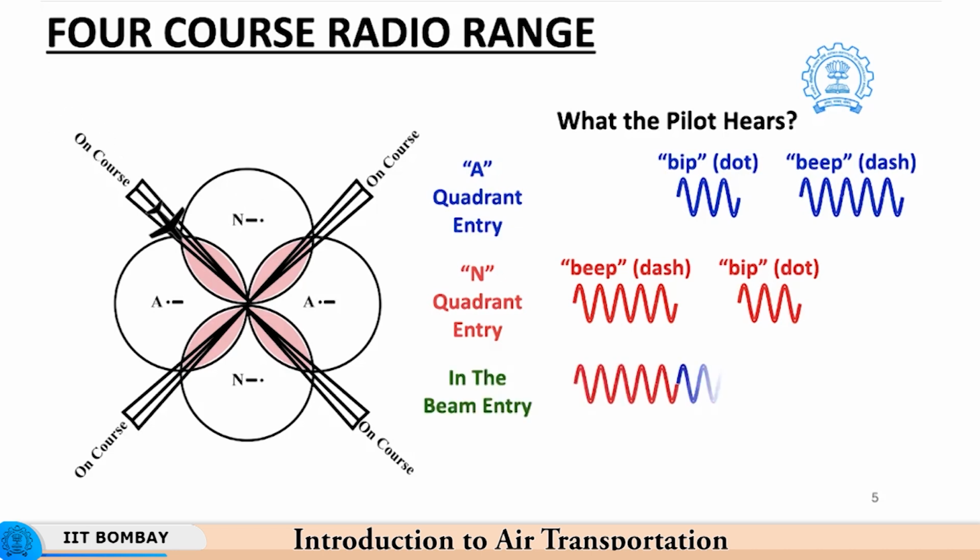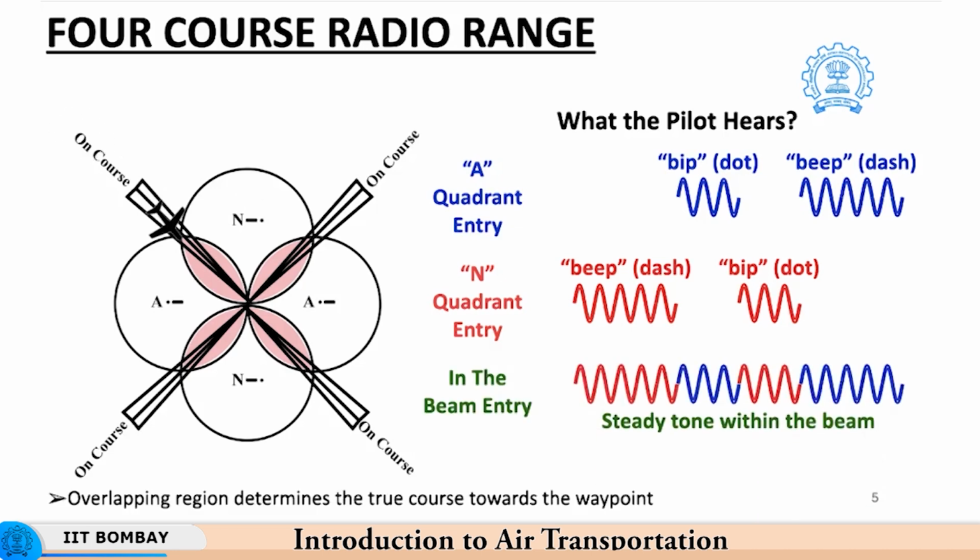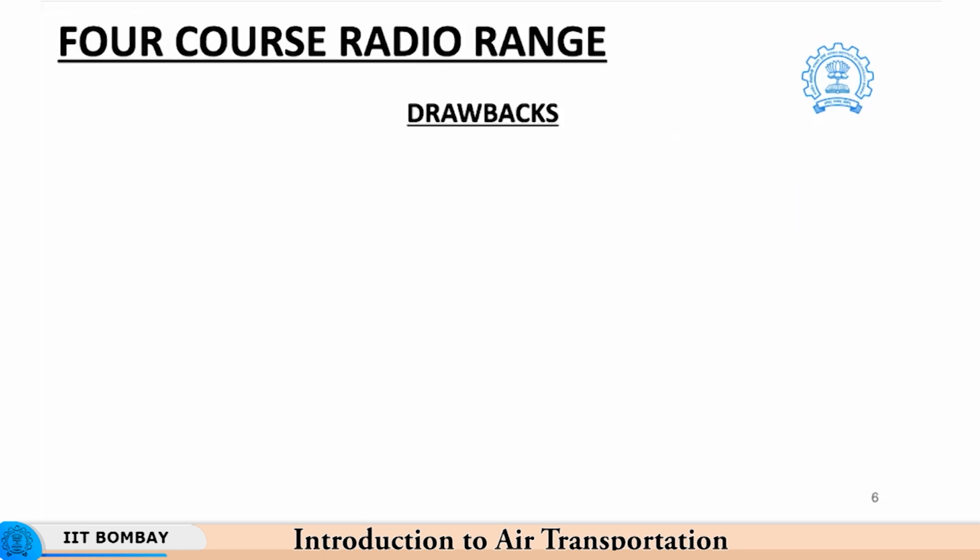And if the pilot hears a steady tone, which corresponds to the overlapping region between two adjacent lobes, then the pilot will understand that he or she is on the on course leg towards the navigation aid.